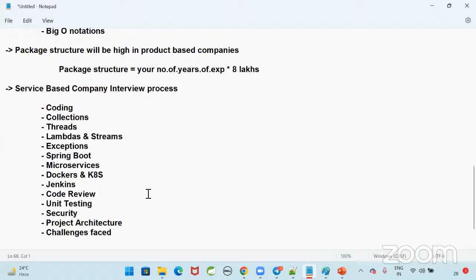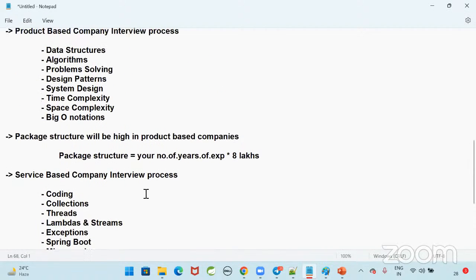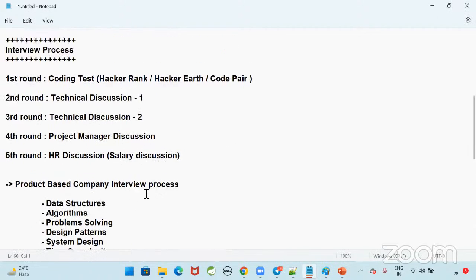Parallelly, if you learn the data structures course, then you can attend product-based company interviews also. So you need to plan accordingly.